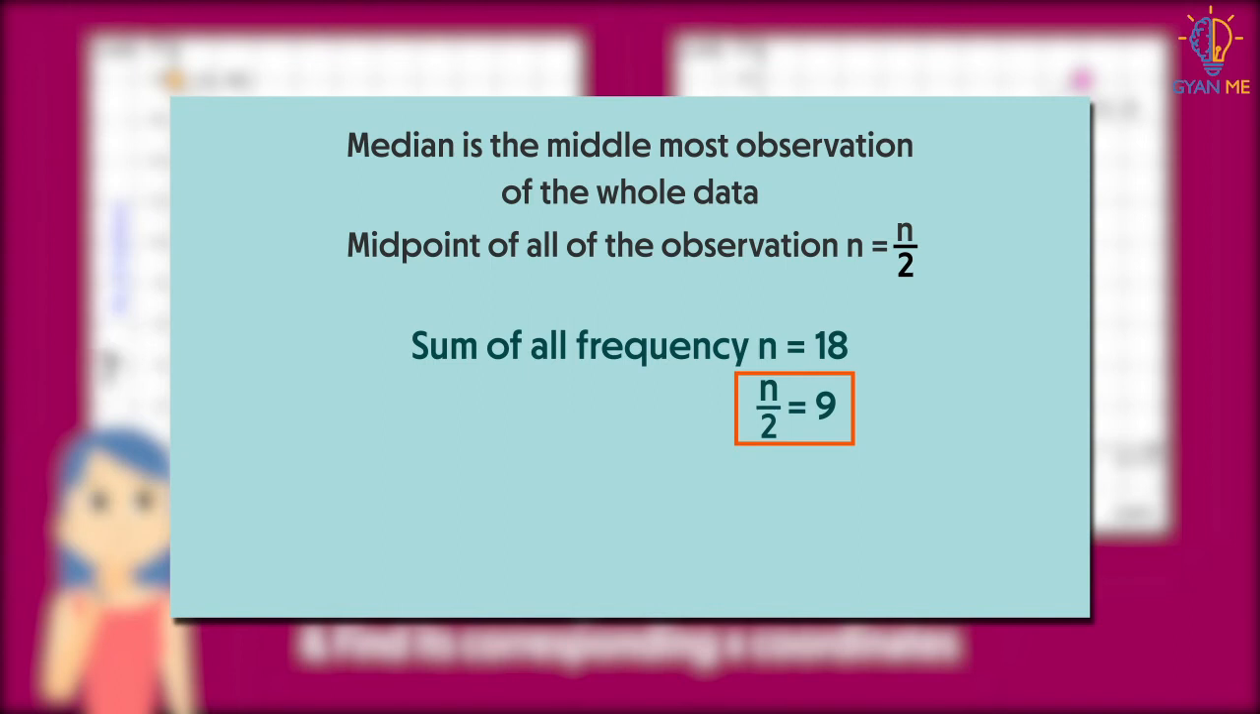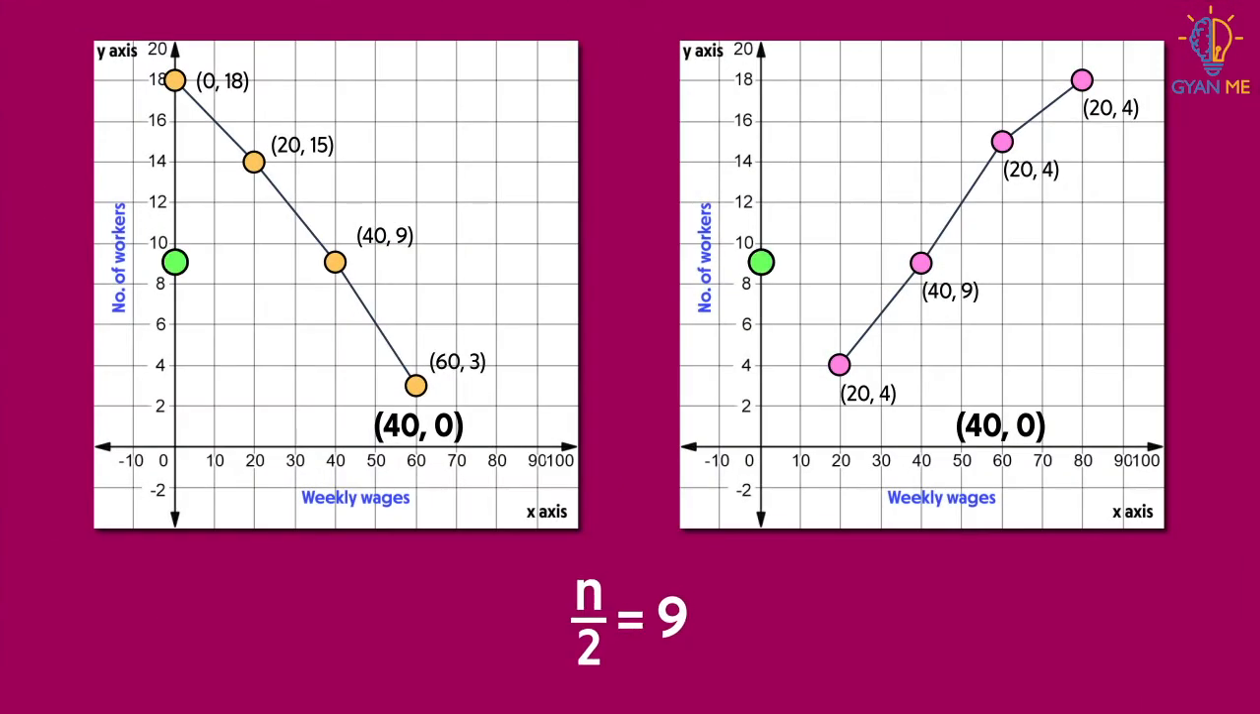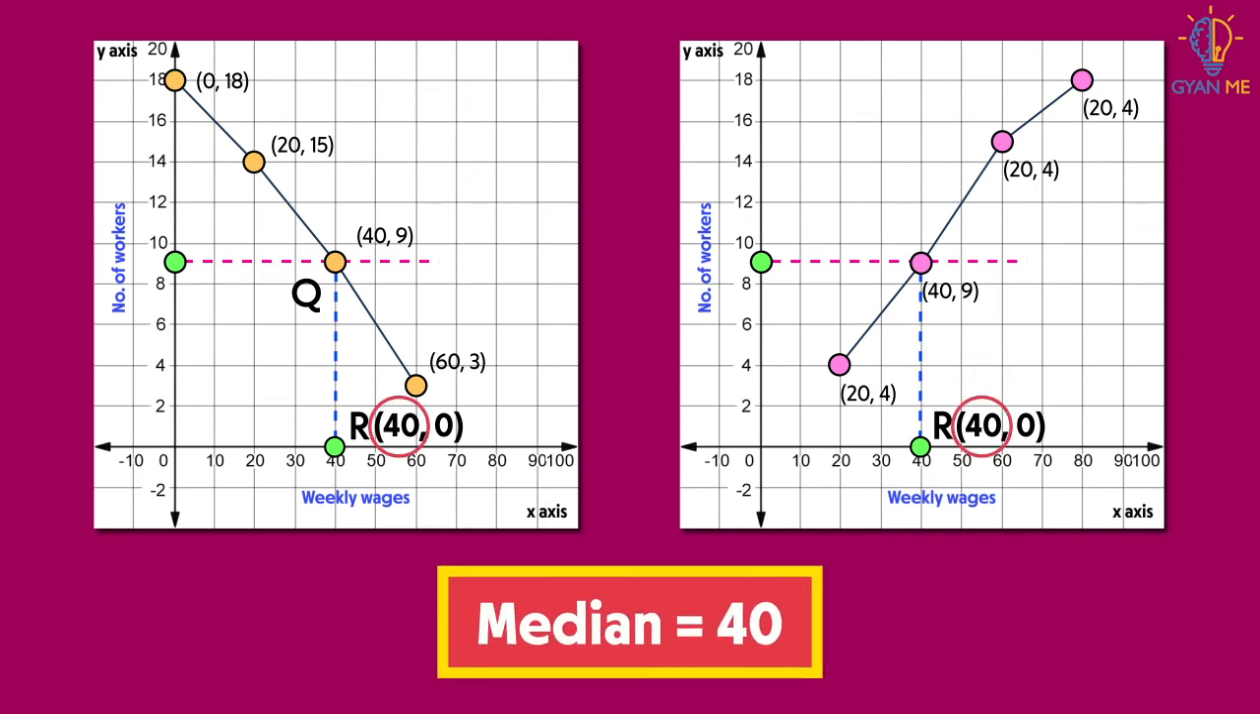So our n by 2 is 9. We mark this 9 on y-axis. From this point, draw a line parallel to the x-axis intersecting the ogive at point Q. Now from this point Q, draw a perpendicular on the x-axis which intersects it at point, say R. The point of intersection of this perpendicular with x-axis, that is point R, determines the median of this data. Thus, median of this data is the x-coordinate of this point, that is 40.